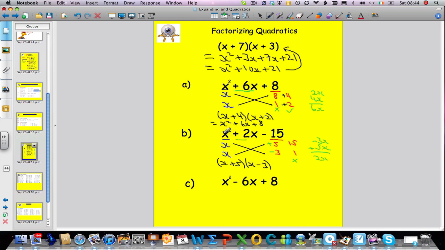And again, if we wanted to check our answer, I can expand this out. I won't do it this time. We can expand it out, and we should, and we will get that.